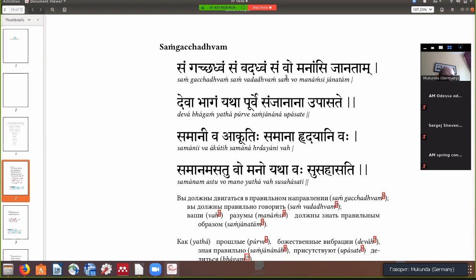Yeah, we might not be aware of it, most of us, but this is the very end of the Rig Veda. This last verse of the second verse of the Samgachadvam is the very last verse of the Rig Veda.